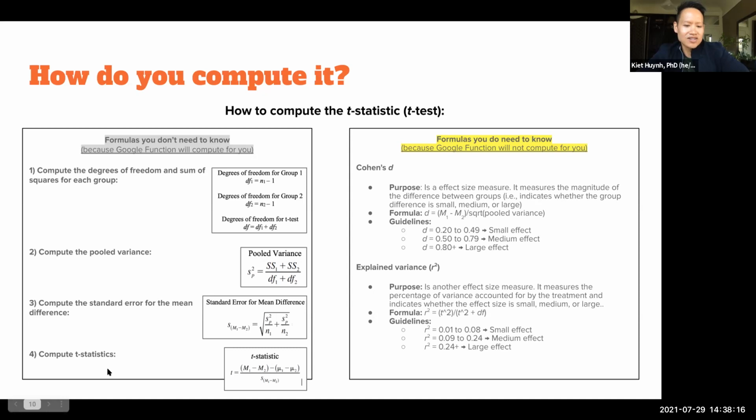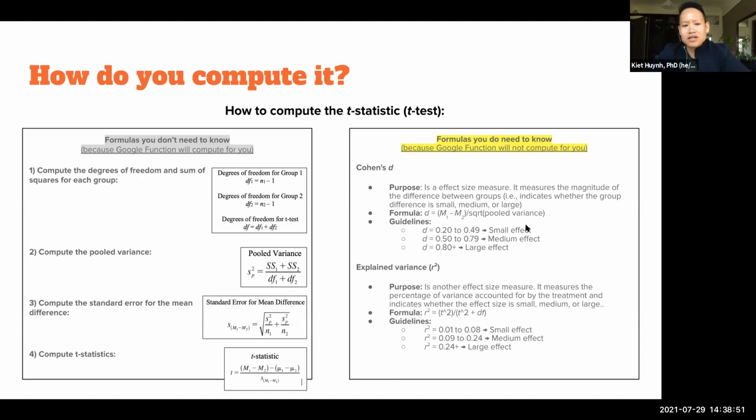Okay, and then finally, after you compute all that, you can compute the t-statistic, which is what this formula is. So you see here, you need all these steps in order to finally get to the t-statistic. First, you need to compute the degrees of freedom before you can get the pooled variance, and then you need to compute the pooled variance before you can get the standard error, and then you need to compute the standard error before you can compute the t-statistic.